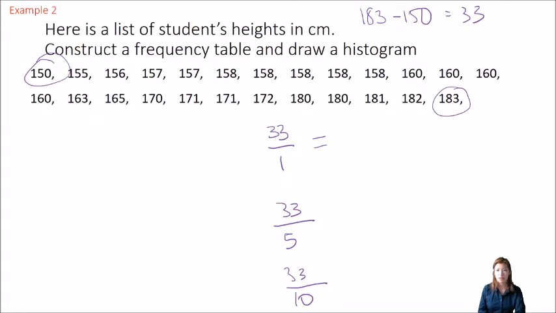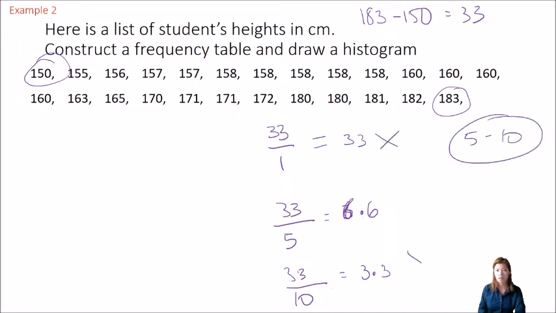So the number we have for each section that we're going to put in our frequency table: 33 divided by 1 is 33, 33 divided by 10 is 3.3, 33 divided by 5 is 6.6. I always divide by 10 first because you can just move the decimal point once, and then I just double it for dividing by 5. That's a neat trick. So we're looking for numbers between 5 and 10. So not this, not this, this one. So we're going to use intervals of 5 this time.